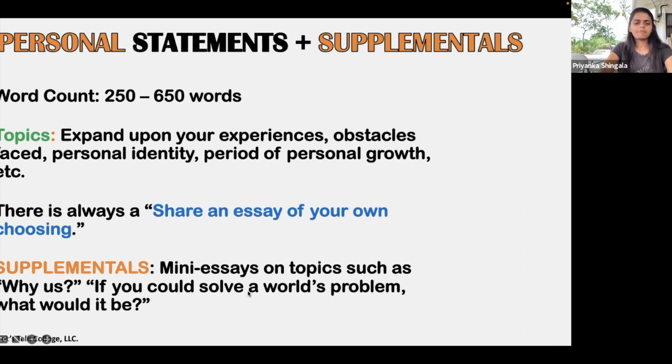So a question could be like, if you could solve a problem in your community or the world or something, what would it be and why? What are some of the other ones? So you can talk about an extracurricular activity. Some are, if you could be an object, what would it be and why? Or what's your favorite book? Why? Or the TV show or movie that you've seen, and so on. So they get all over the place. There's no consistency.